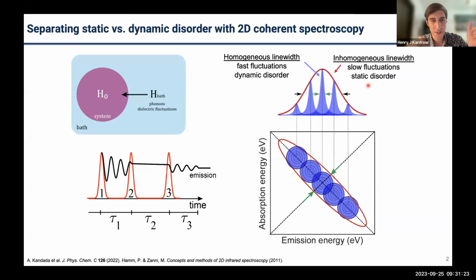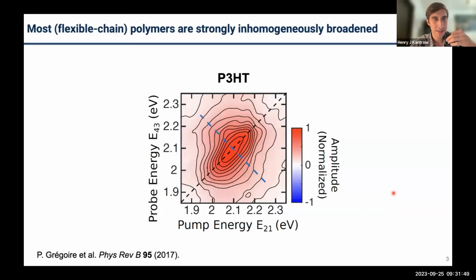But in 2D spectroscopy, we use a series of ultrafast pulses. By looking at the correlation between two distinct energy axes, which we get from a Fourier transform along these tau1 and tau3 axes, we're able to separate these two. So we can tell you the relative magnitudes of disorder that come from static and dynamic disorder.